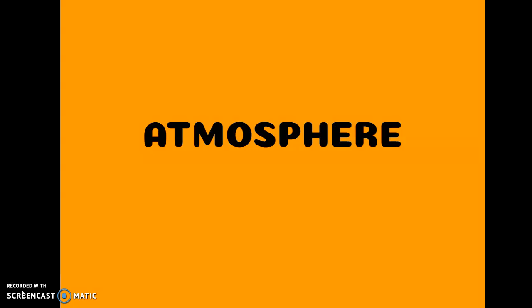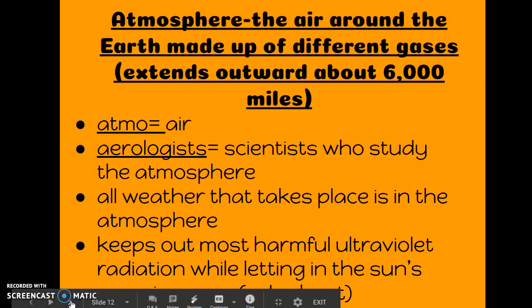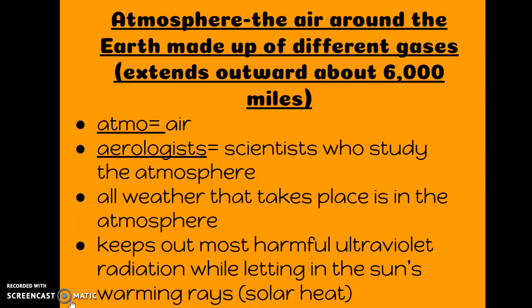But when we think of the word atmosphere, when we are looking at that system, the atmosphere is the air around the earth that is made up of different gases. We know that air is made up of particles that are too small to be seen. We learned that when we were studying matter back in the fall. We know that there's lots of different gases that make up the earth, oxygen obviously being one of them. But the atmosphere is just all of that air that is around the earth.